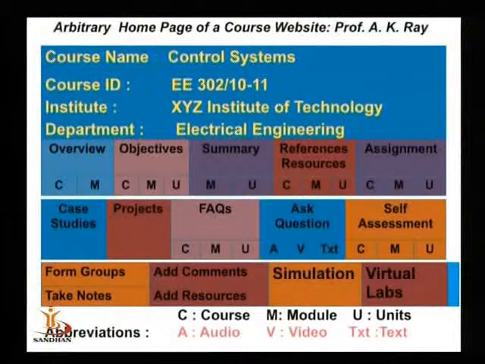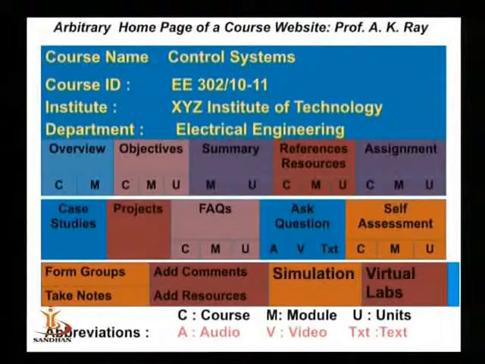Then you have objectives. What are the objectives for the particular course you are teaching? What do you think the student should be able to understand? So that is also broken into course objectives, module objectives, and unit-wise objectives. What is a unit? If a module is broken into some lectures, typically like a 40-minute lecture or a 50-minute lecture, that is the unit. So objectives have to be stated for each and every one of these.